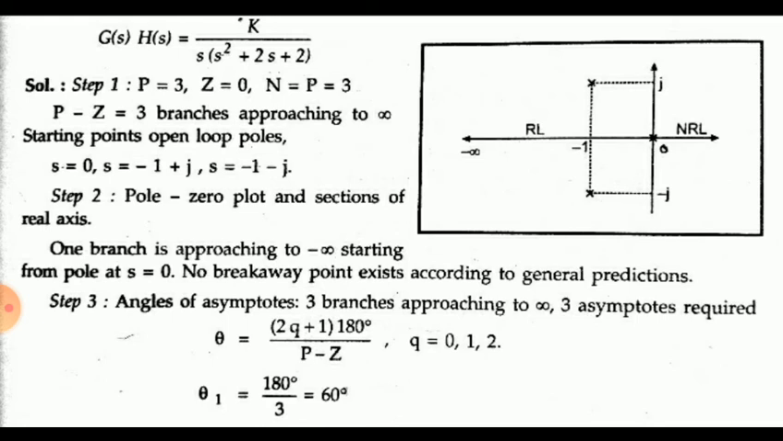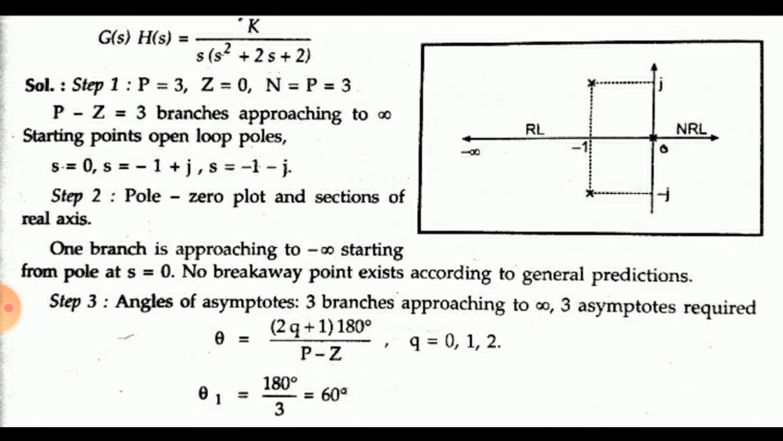So one branch is approaching minus infinity, starting from the pole at s equal to 0. No breakaway point exists according to general predictions. So the breakaway point will not be available on the real axis by the general prediction.